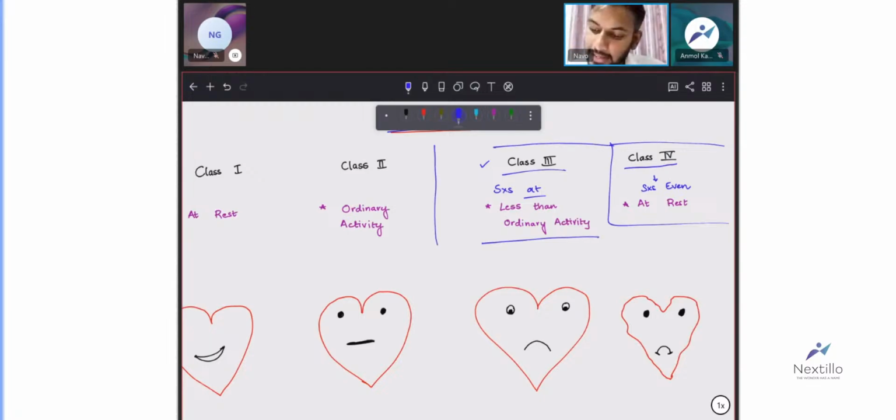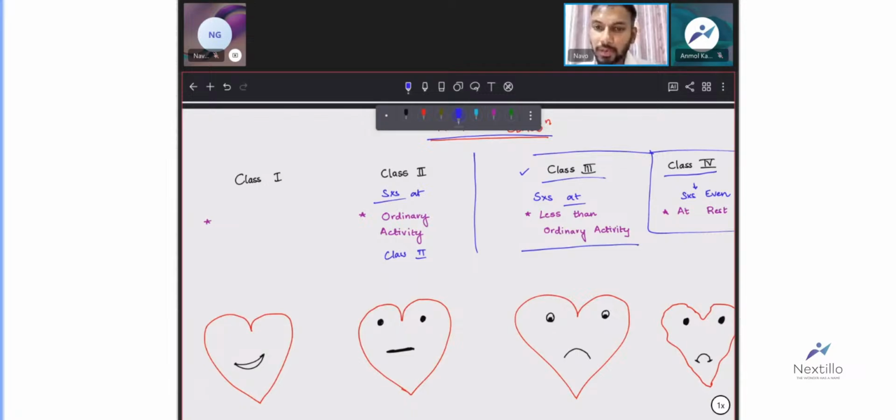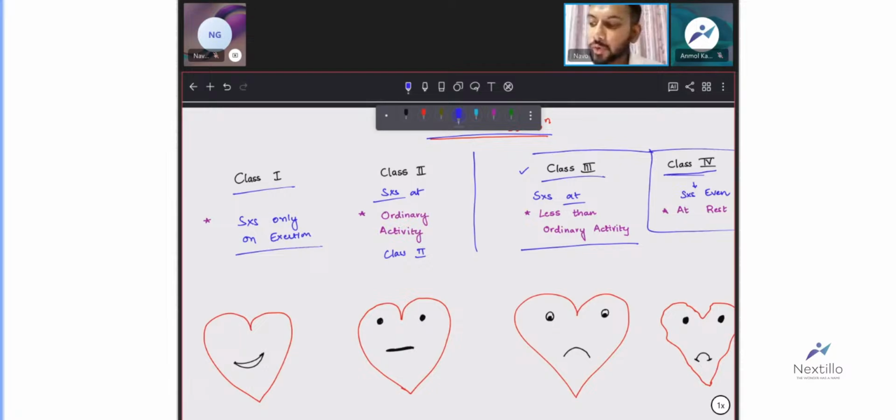Now, if the patient has symptoms at ordinary activity, that is what is known as class 2. Now, what is class 1? The patient will not have symptoms at rest, no symptoms in ordinary activity. The patient will have symptoms only on exertion. So that is class 1. So class 1 is the mildest form, class 4 is the severe form.